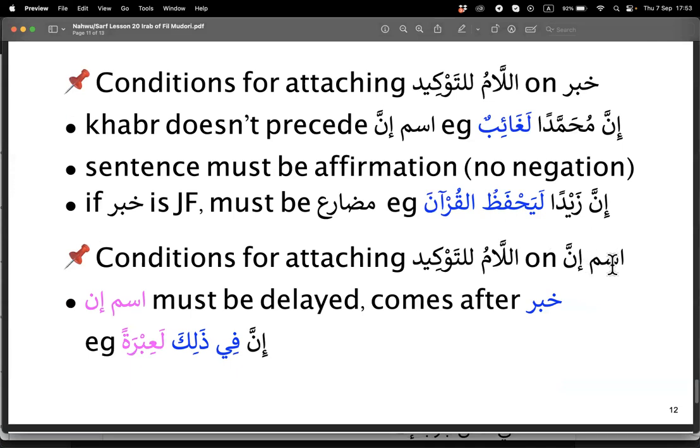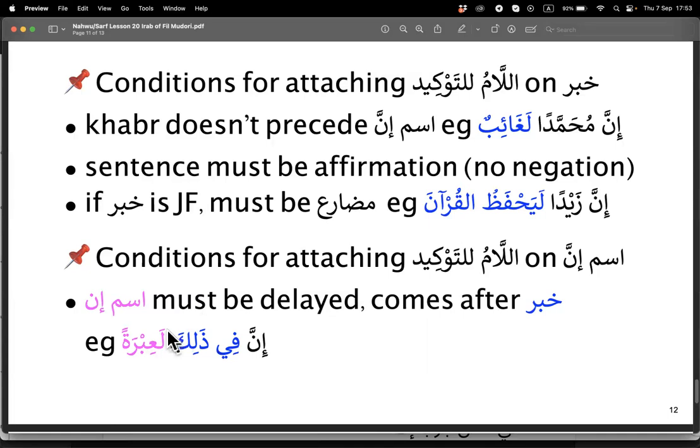Ism inna also can have lam taukid, but only when it is delayed, meaning the khabar inna will come first. So here we have inna, our harf nasab. And then we have fi. What is fi? Harf jar. So this fi cannot be the ism inna. If this is harf jar, then zalika must be majrur. But of course, zalika itself is actually what kind of word? Ism isharah. Yes, very good.